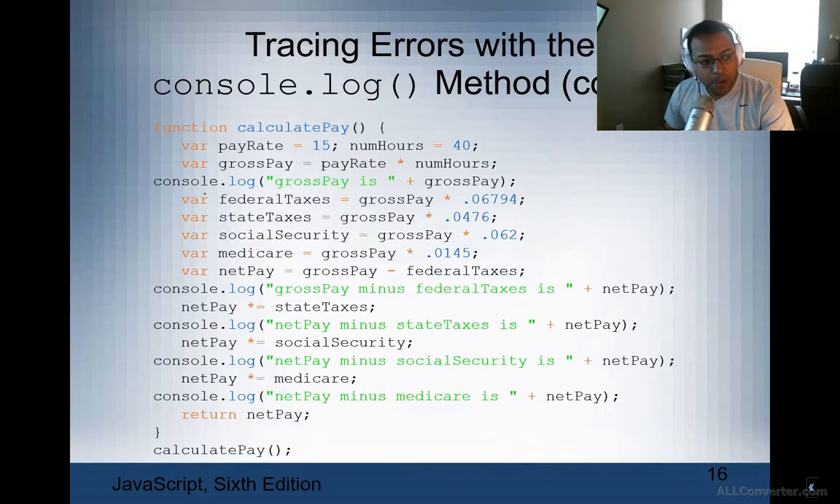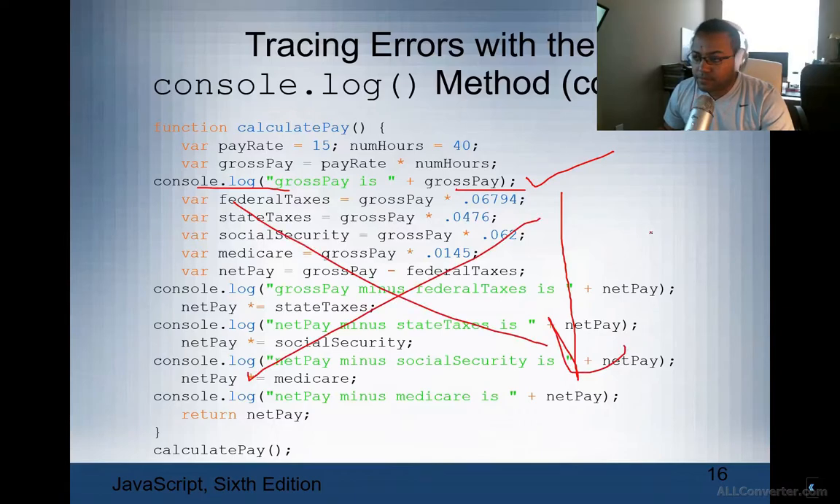And here you go. The console.log, as you saw in my console when I had Chrome open, will display gross pay is and then the gross pay variable. Now, here's the problem with console.log. If console.log does not execute correctly, all the lines of code after it will not execute.